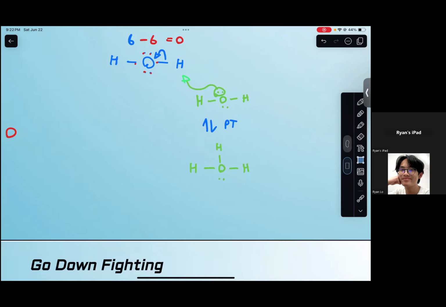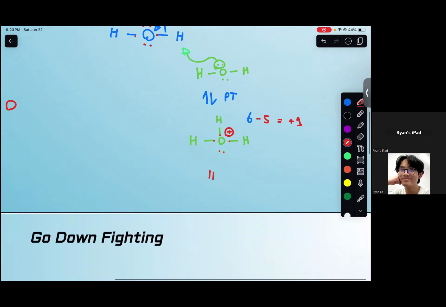Now, the count of valence electrons and lone pairs. I believe the count of bonds and the count of the lone pairs has changed. So let's analyze this. Originally, for this oxygen, we started off with 6. Now let's count the amount of things attached to it. 1, 2, 3, 4, 5. Interesting. 6 minus 5 equals +1. Therefore, this oxygen is going to have a positive charge. This H3O is going to have a positive charge. And you often see this around. This is hydronium, H3O plus.